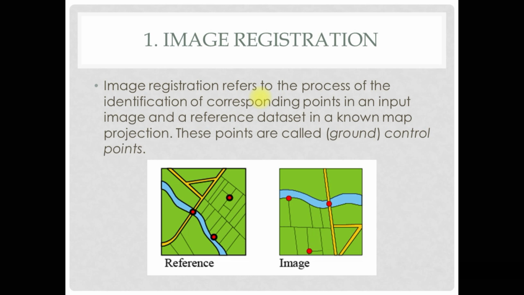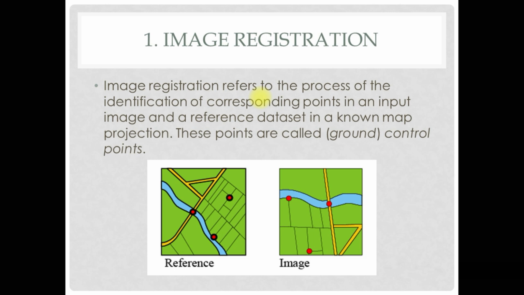Image registration refers to the process of the identification of corresponding points in an input image and a reference dataset in a known map projection. These points are called ground control points. Like on both images below, we can see the first is the reference map and the second one is the image. The first one is also called the master image or master map, and the second one is called the slave image because it doesn't have the coordinate system.